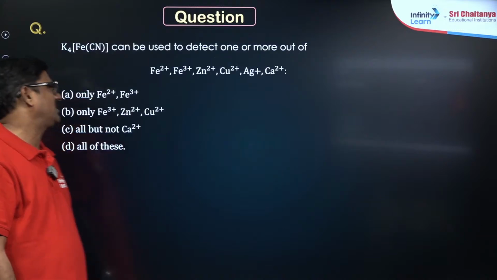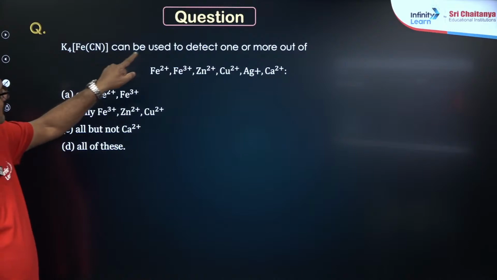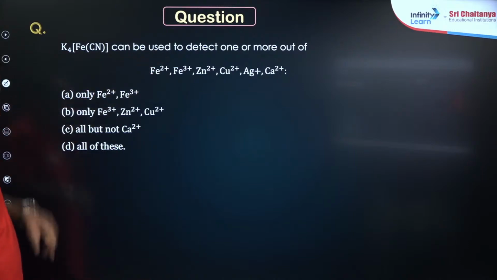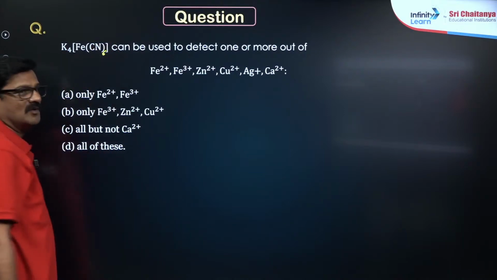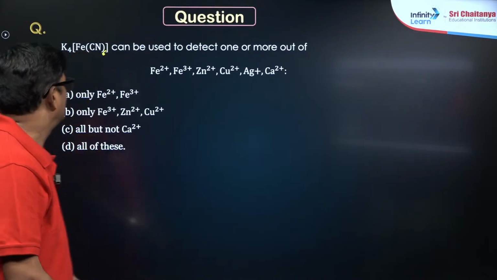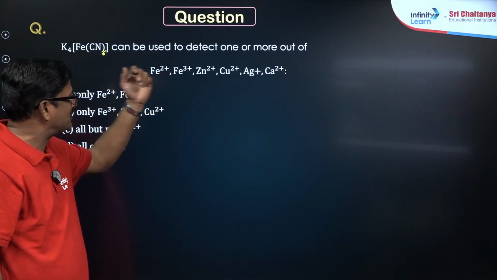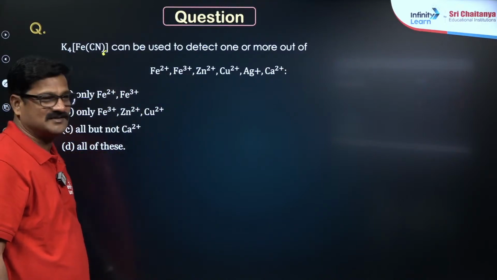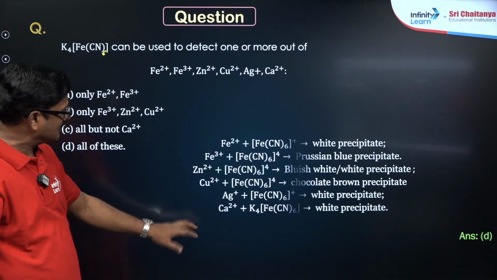Dear children, one more question is ready. K4[Fe(CN)6] can be used to detect one or more out of: iron 2 plus, Fe3 plus, zinc 2 plus, copper 2 plus, silver plus, calcium 2 plus. So let us see what are the things that are reacting.